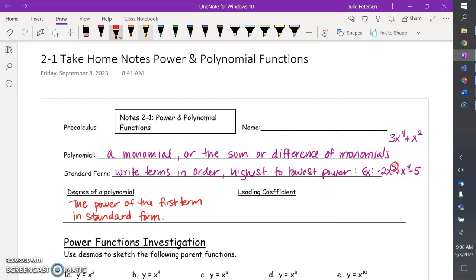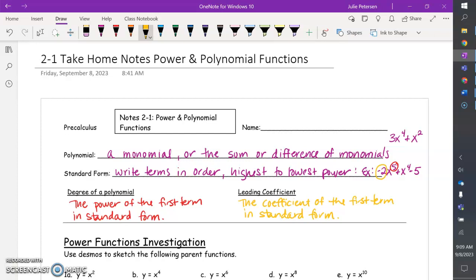The leading coefficient is simply the coefficient of the first term in standard form. So the key here is we have to be in standard form to understand what the leading coefficient and the degree are. In this case, the leading coefficient would be negative 2.